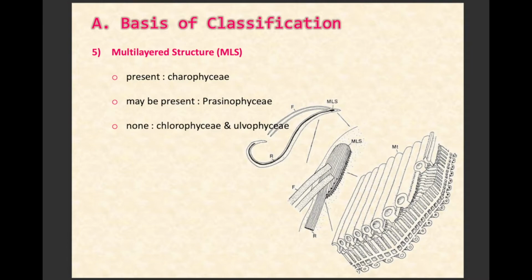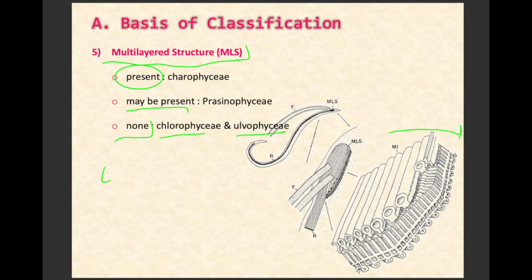Now, in terms of your MLS or your multi-layered structures, these in your charophytes, it is usually present. In your prasinophytes, the presence is still debatable, but in your chlorophyceae and ulvophyceae, it is essentially absent. Okay, so what is the MLS or this multi-layered structure? Ano nga ba itong mga to? So, you can see here, this is the MLS system, the MLS structure, the multi-layered structure.